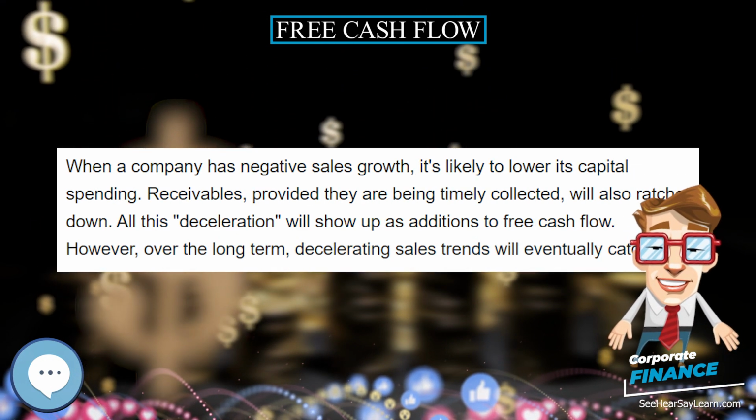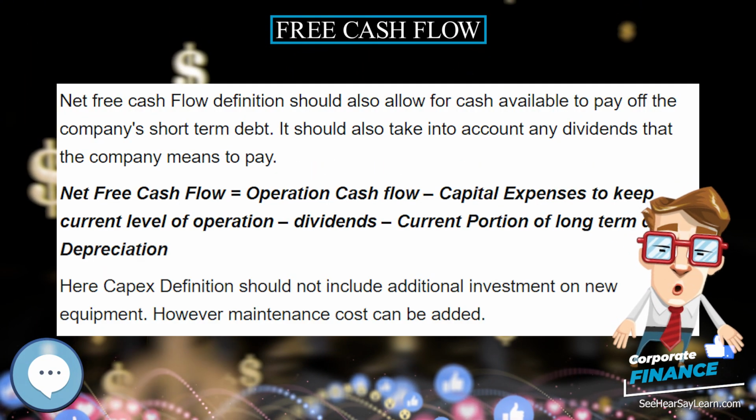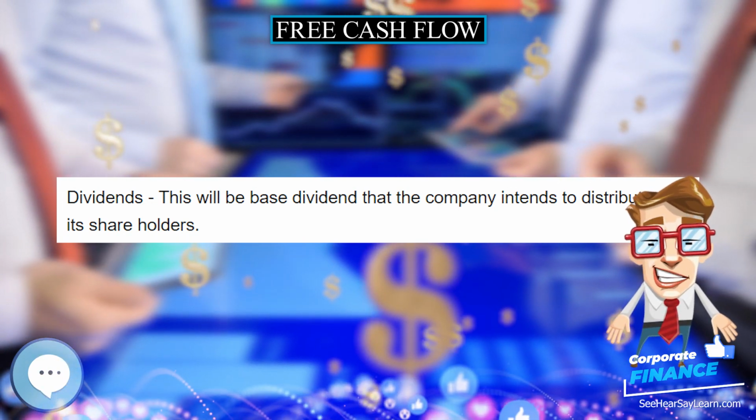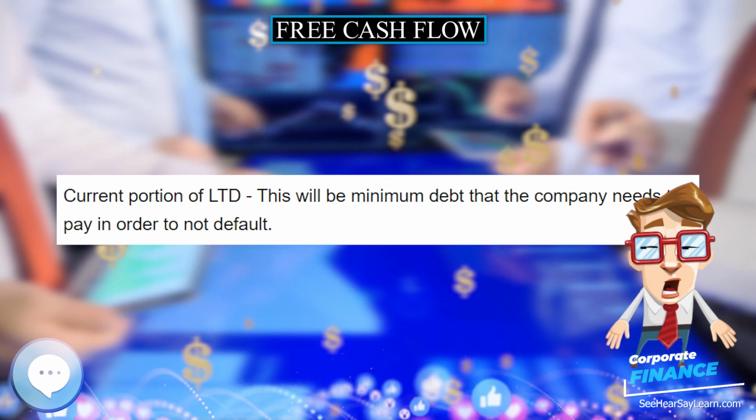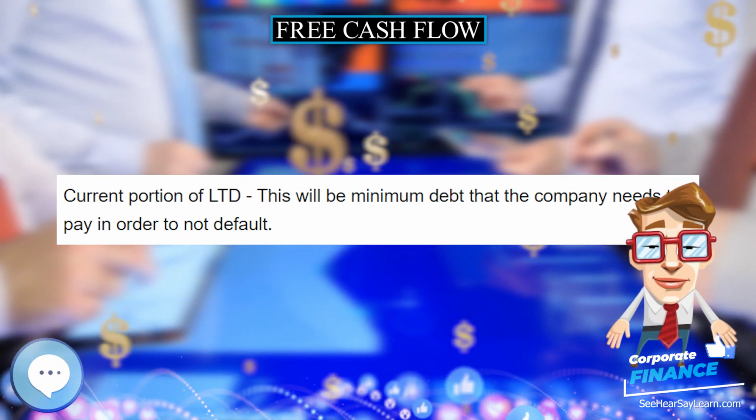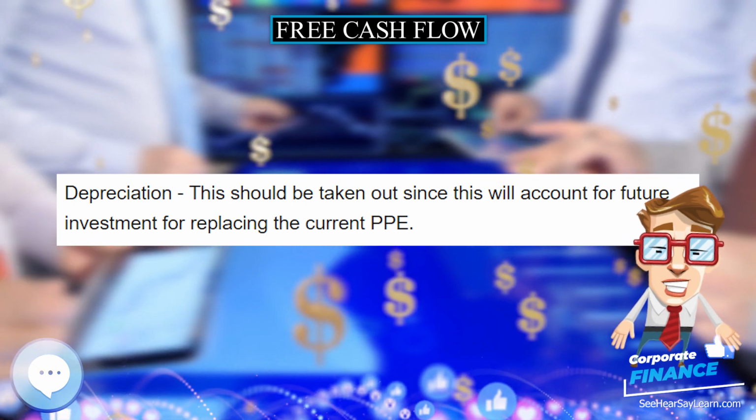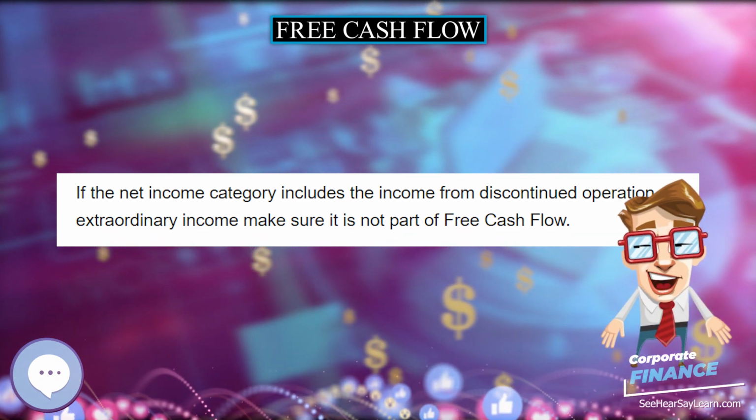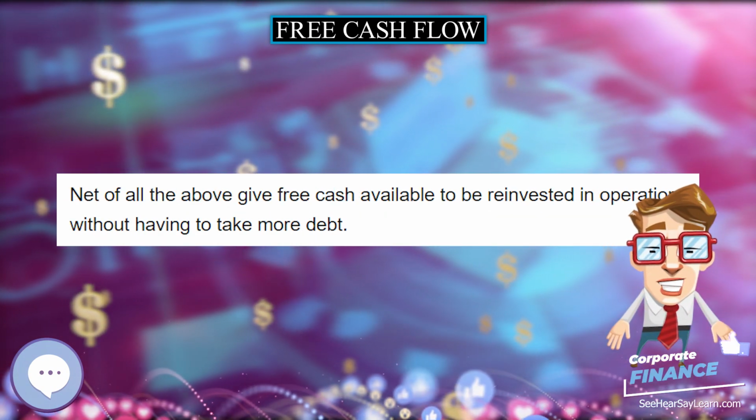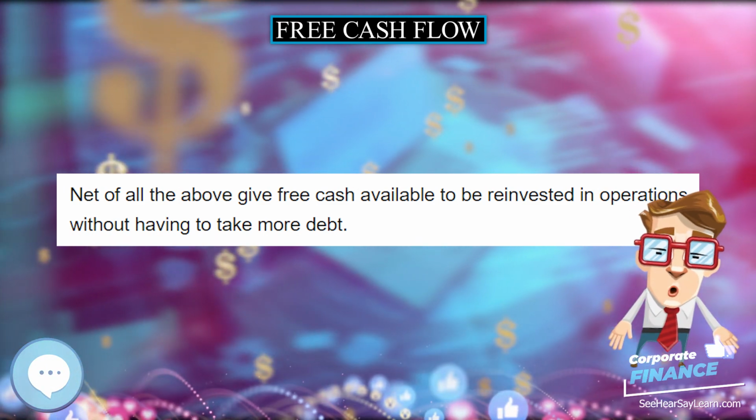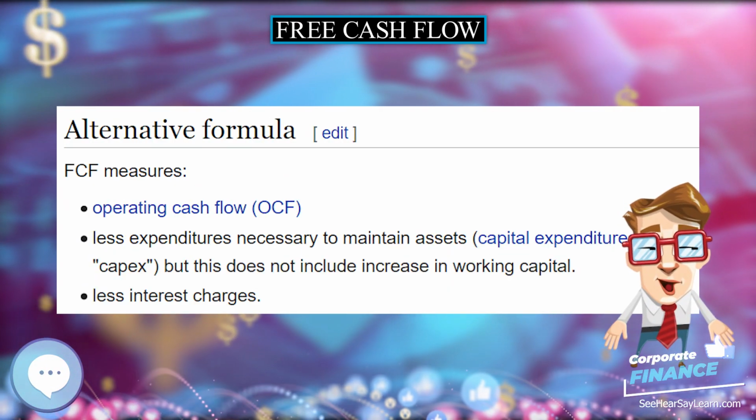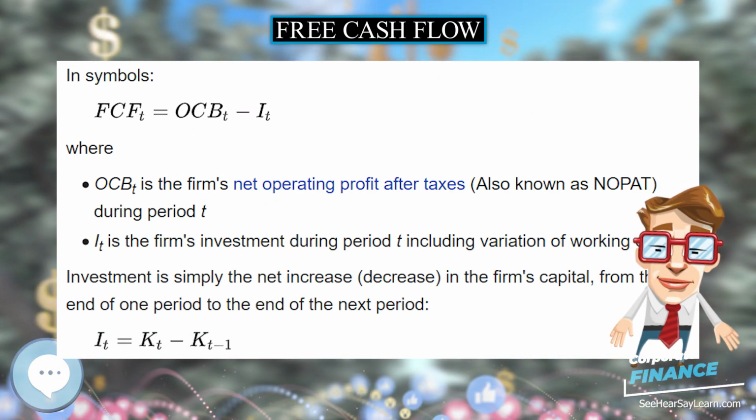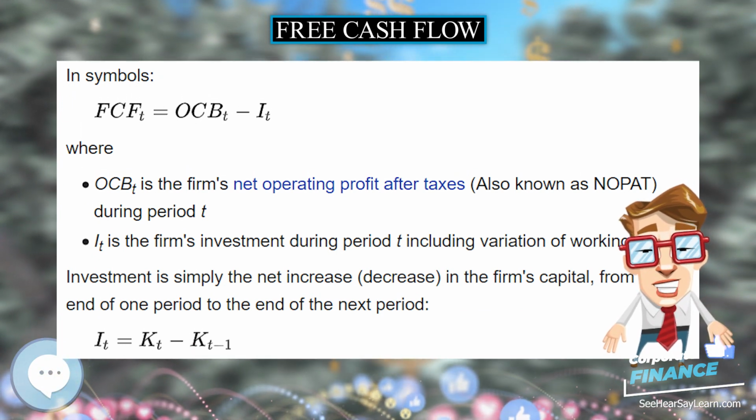FCF measures, in symbols, where investment is simply the net increase or decrease in the firm's capital from the end of one period to the end of the next period, where KT represents the firm's invested capital at the end of period T. Increases in non-cash current assets may or may not be deducted, depending on whether they are considered to be maintaining the status quo, or to be investments for growth. Unlevered free cash flow, i.e., cash flows before interest payments, is defined as EBITDA less CapEx, changes in net working capital, and taxes. This is the generally accepted definition.